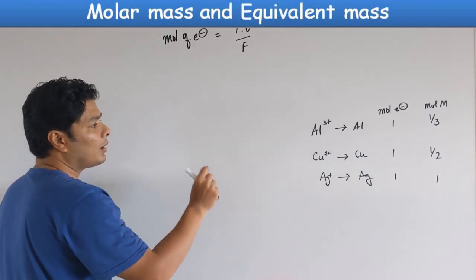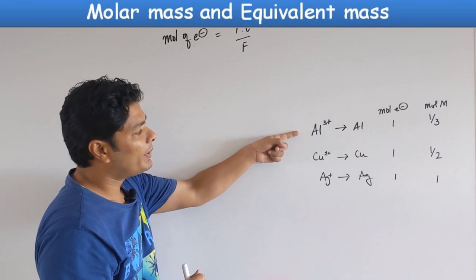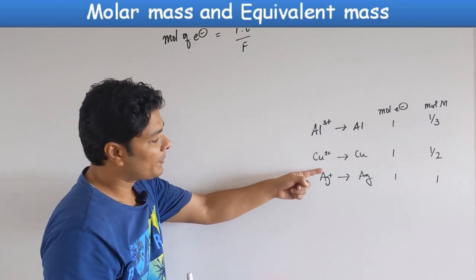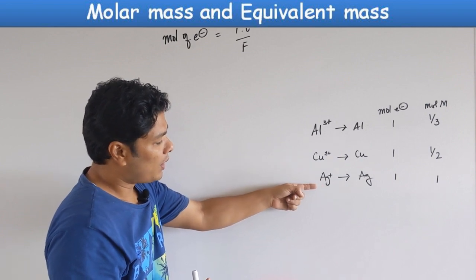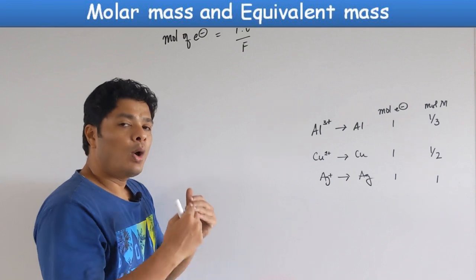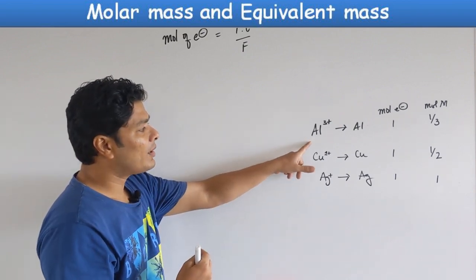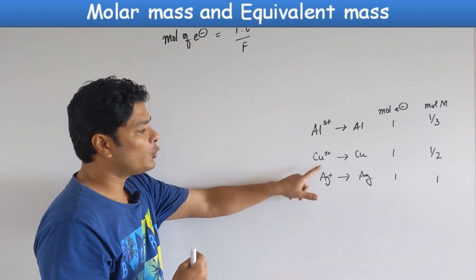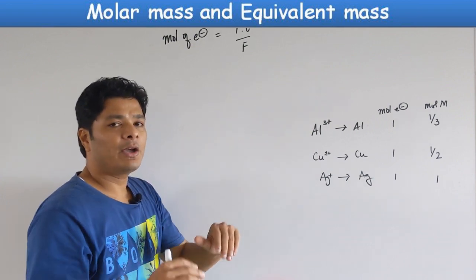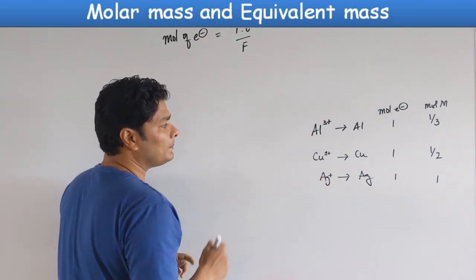The fundamental behind the whole thing is that this is the way you calculate moles of electrons. 1 mole of electrons will deposit 1 by 3 mole of Al3 plus, 1 by 2 mole of Cu2 plus, or 1 mole of Ag plus into the corresponding metal. The best way to say it is, 1 mole of electrons will reduce 1 equivalent of Al3 plus, 1 equivalent of Cu2 plus, or 1 equivalent of Ag plus. This is the importance of equivalence. They make everything equal, so it reduces 1 equivalent of all of them.